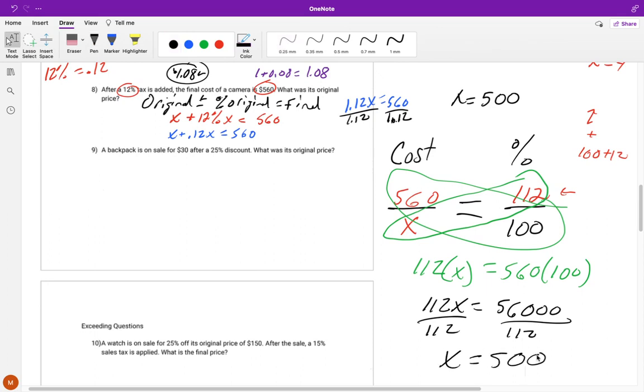So it doesn't matter which method you choose. Both of them will still give you the exact same answer. This one is something that we're going to use a lot more frequently when we get back from break. It's setting up what's called proportions.